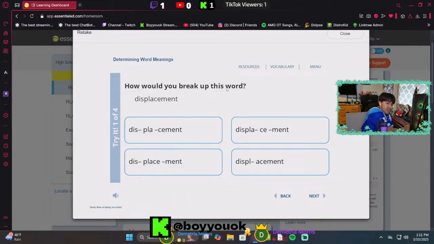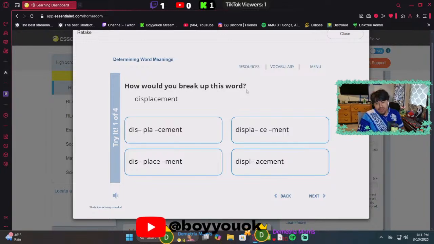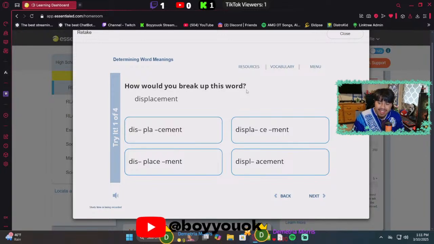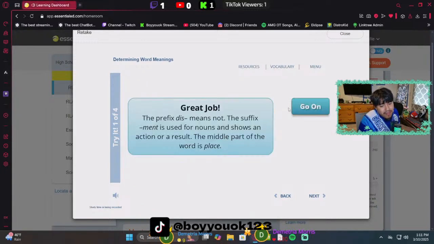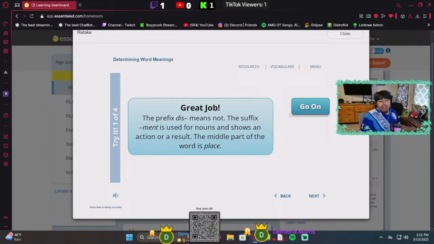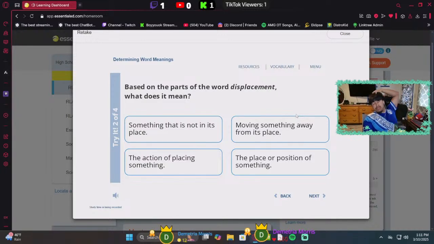Try using prefixes and suffixes to understand a word. How would you break up this word? Type. Great job! The prefix dis means not. The suffix ment. Now that you've broken apart the word displacement, what does it mean?